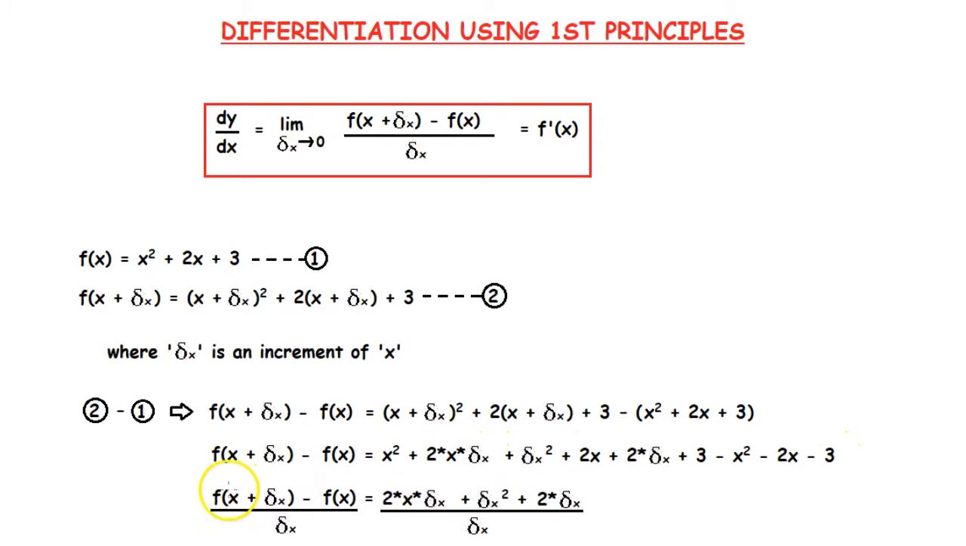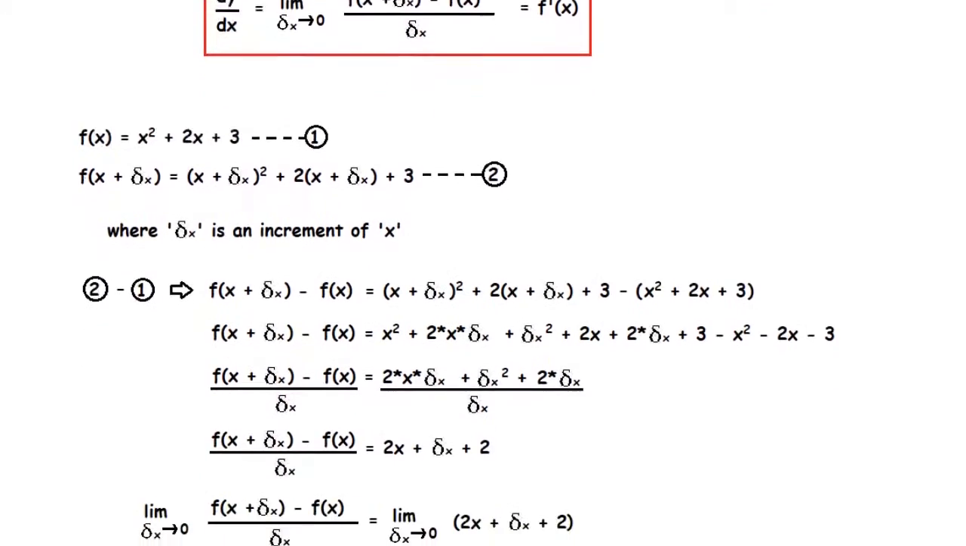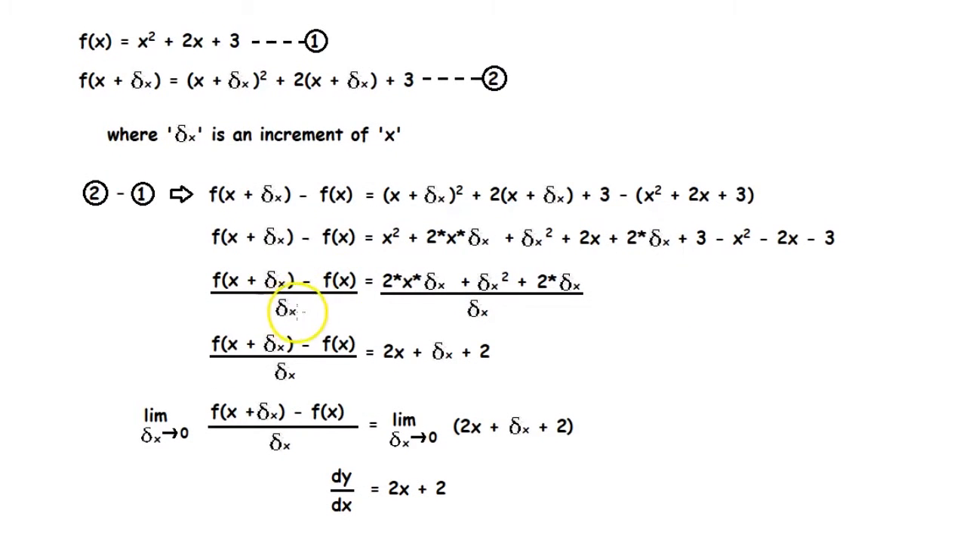Now when we look at this left hand side, we can see that it is similar to the numerator here. So to get this whole part, we need to divide by delta x. So we divide both sides by delta x. This gives us f of x plus delta x minus f of x divided by delta x is equal to 2x into delta x plus delta x squared plus 2 into delta x divided by delta x. So that gives us 2x plus delta x plus 2.